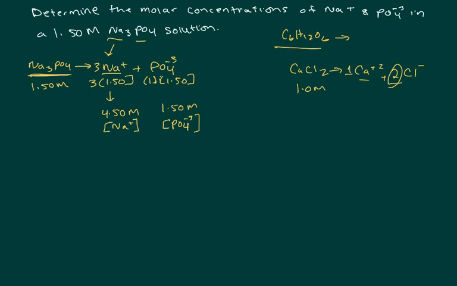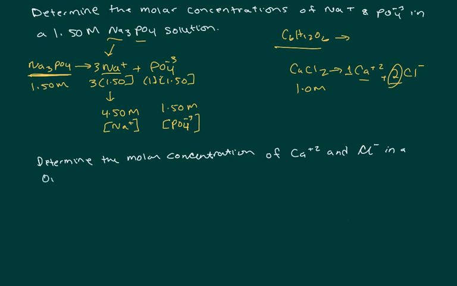Now let's go ahead and try another example, and you try to figure this one out for me. Determine the molar concentration of the calcium ion and the chloride ion in a 0.75 molar calcium chloride solution.